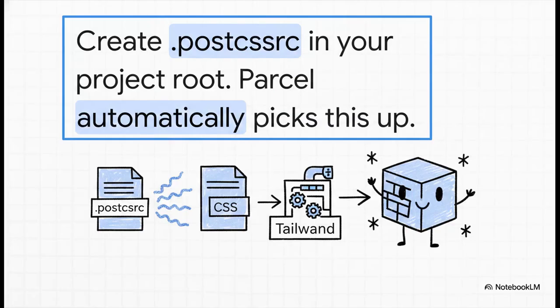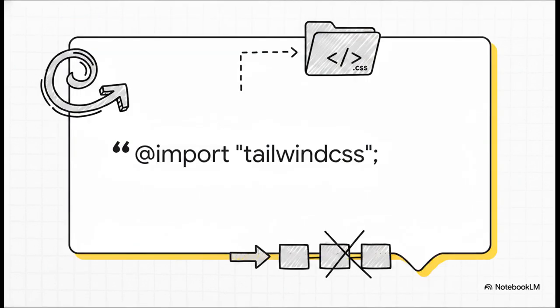Next up, you're going to create a file named .postcssrc right in your project's root folder. All it needs is this tiny little JSON object inside. This file is the key, the critical link. See, Parcel is specifically designed to look for this exact file name. When it finds it, it automatically knows to run your CSS through whatever plugins you list in here. For us, that's Tailwind.